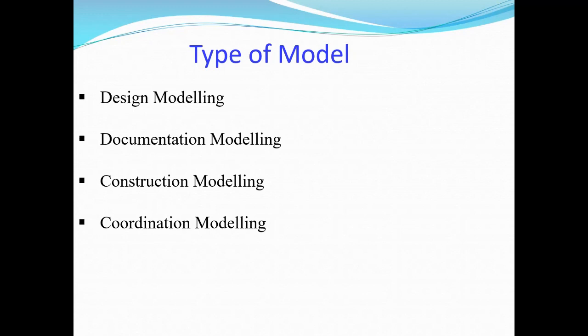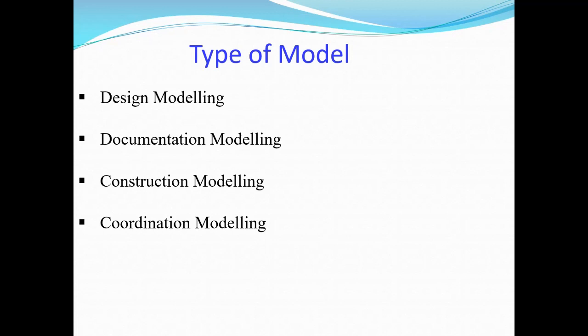Design modeling means there's no detail. In simple terms, in a concrete building, it's just the geometry: column size, beam size, slab size, and so on. There's no rebar, no detail. It's not suitable for construction. Just a geometry, just a concrete body. That's what we call a design model.